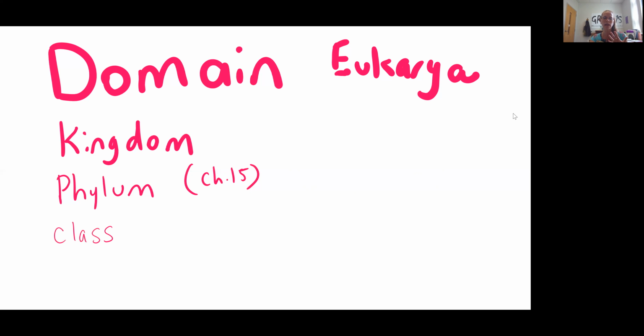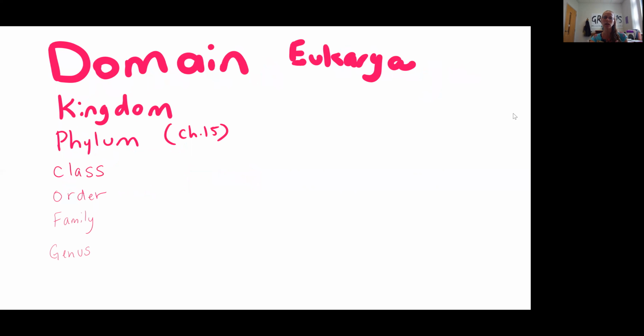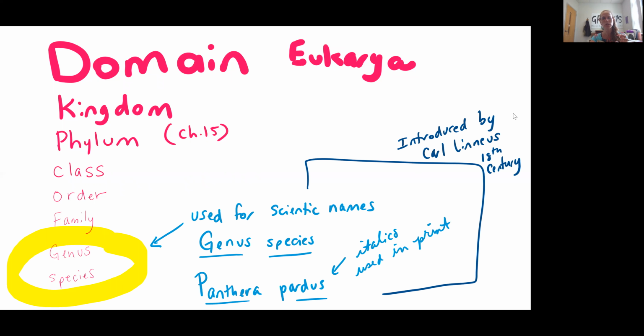From phylum, we can classify into class, order, family, genus, and species. And notice that we're going from a large classification that's including a lot of different animals down to more and more specific. As we get more and more specific, those organisms are more closely related to each other. So as you're breaking them down into those different taxonomic groups, you're separating out these are more similar and these are more distantly related. We use those last 2 classifications for our binomial naming system.